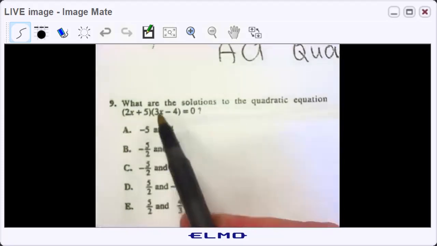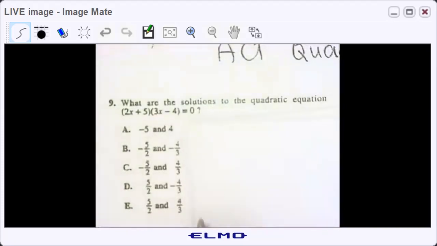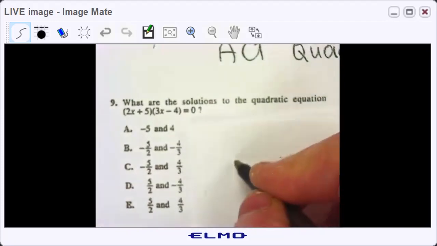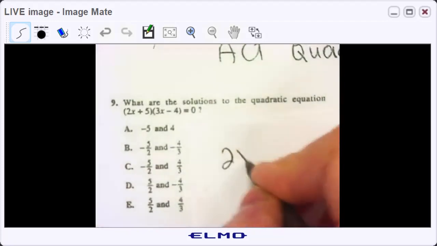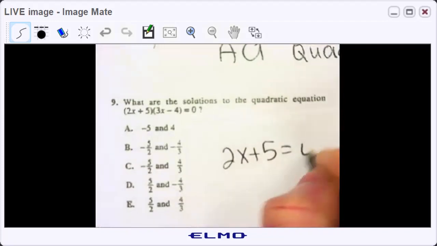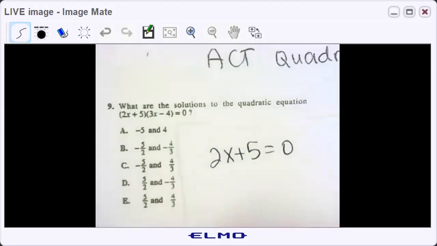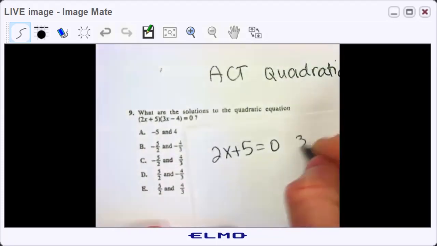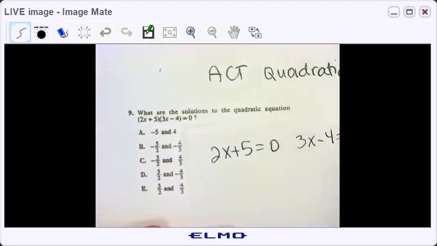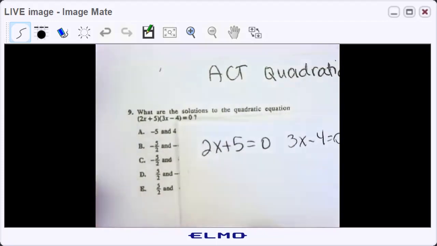Well, this would have a coefficient of 6. So this one, unfortunately, if they didn't have it factored, you'd have to do some quadratic formula. All right, so here we go. Because it's factored, I know that either 2x plus 5 has to equal 0, or 3x minus 4 has to equal 0, or possibly both are going to be equal to 0.